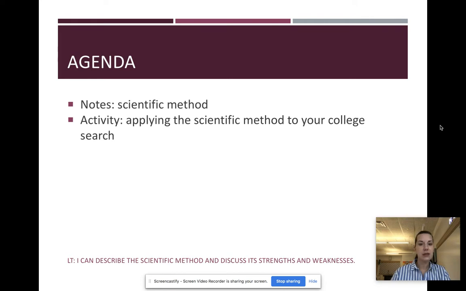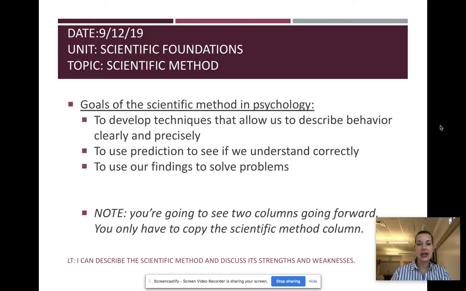Okay, so you're going to set up your notes. Haven't switched the date yet. I promise you next week it will be totally switched. Everything will be on point. I know. We're still in our scientific foundations unit, and our topic today is the scientific method.